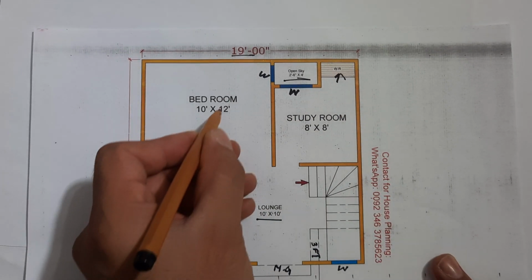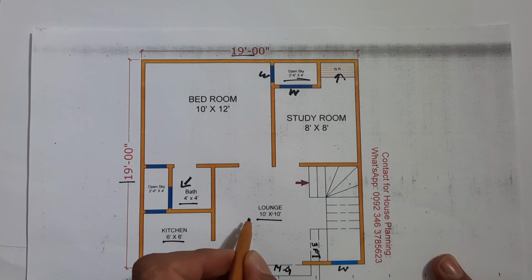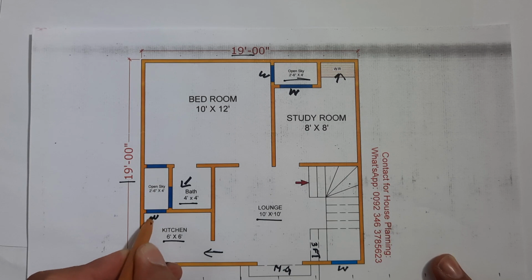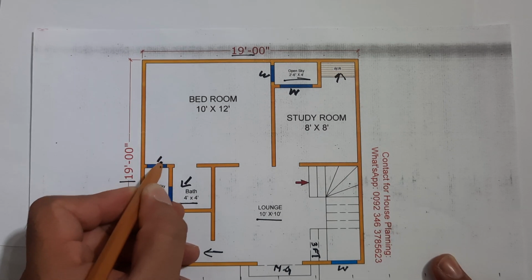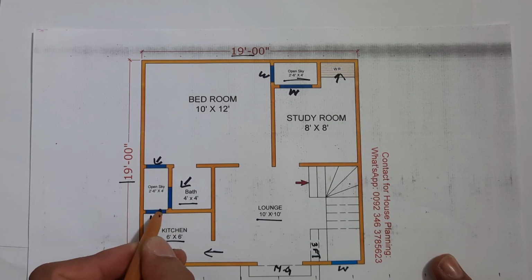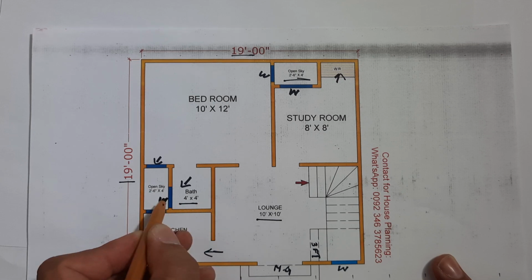Next, guys, you can see here with this bedroom, this is the bath. Size of this bath is 4 feet by 4 feet, and here this is also open to sky. So this is the window for this kitchen, and this is the window for this bedroom. Open to sky size is 4 feet 6 inches by 4 feet. This is the window for this bath, or ventilation for this bath.